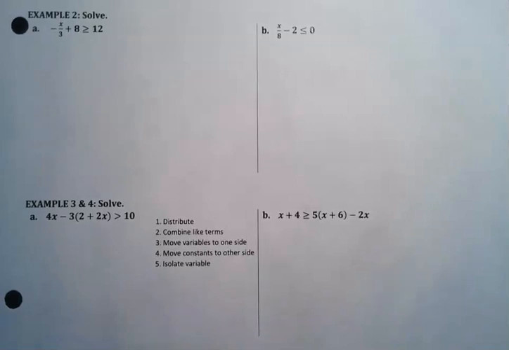Okay, example 2. Then let's go back to Hayden. Subtract 8 from both sides, which would be 4. Okay, so give me the whole thing. So negative x over 3 is greater than or equal to 4. Okay, perfect.